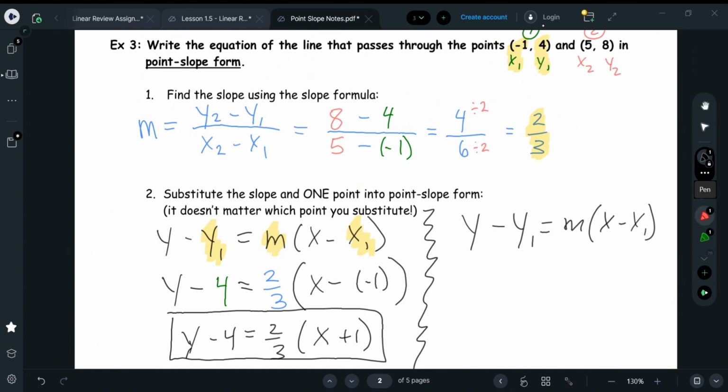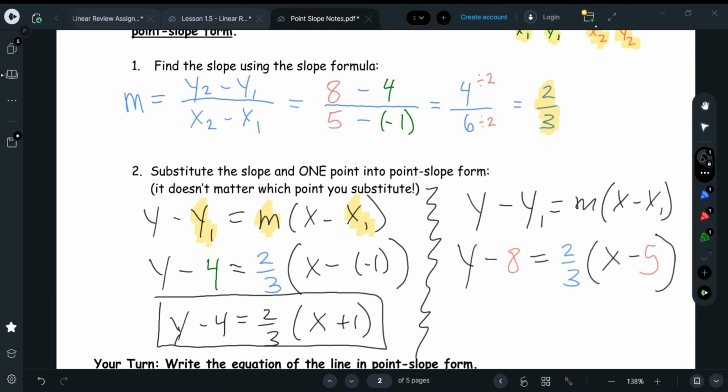Okay, now I'm going to be using this point here. So let's do it. y minus y1, so that's going to be the y value here, 8. So I'll use 8 equals, m is our slope, that's 2 over 3, times x minus x1, that's going to be the x value from this same point, so that's going to be a 5. Okay, and that's a final answer for that one. We're not subtracting any negatives. There's nothing to simplify here.